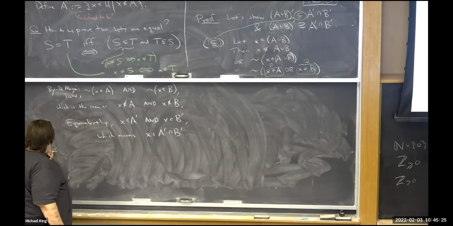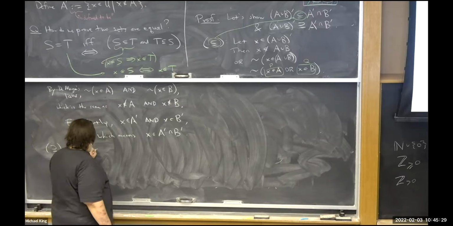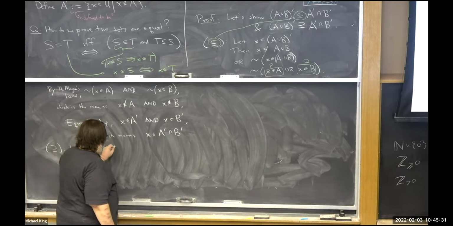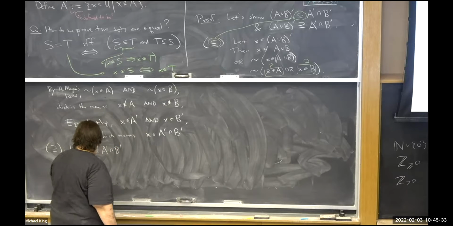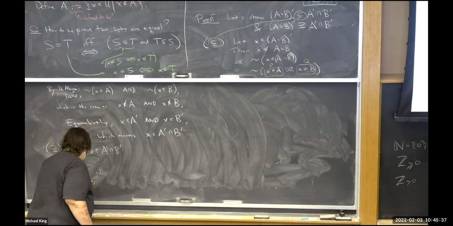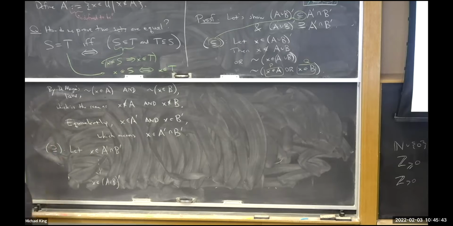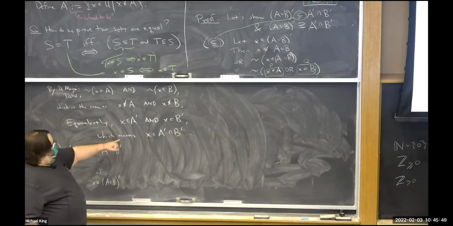So then you could also say this, and you could say let X be in A prime intersect B prime, and then you want to do a bunch of steps and end up with X is in A union B. Right. And I'm not going to write it all out because I think basically you would go backwards in every step pretty much.